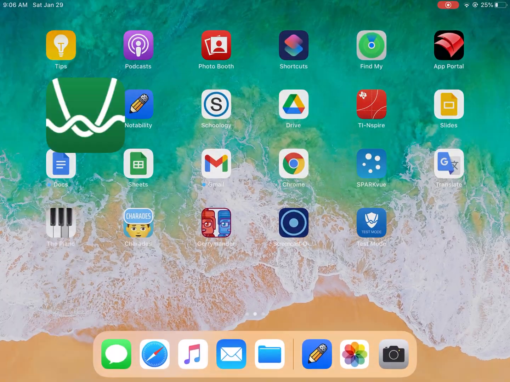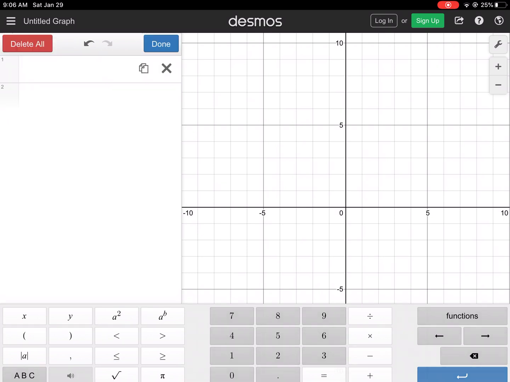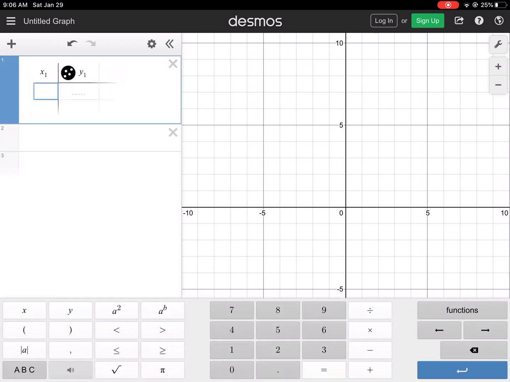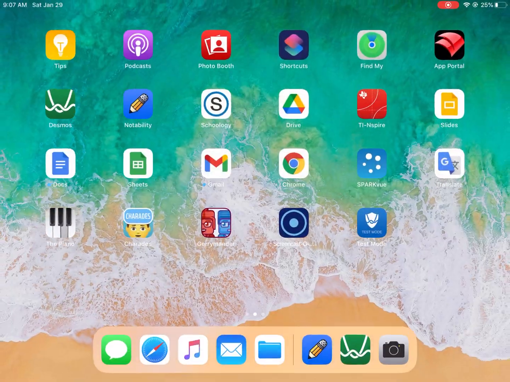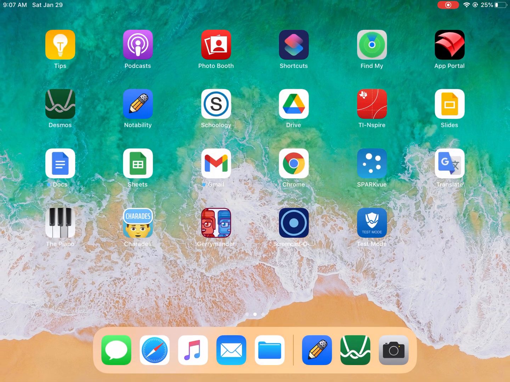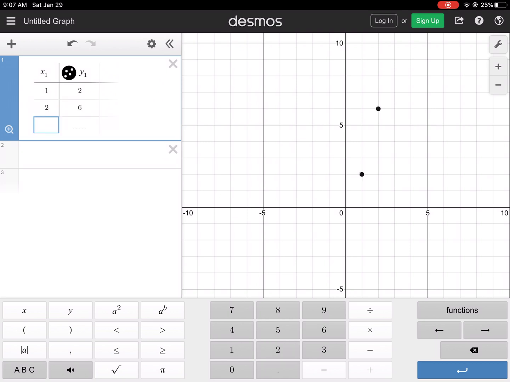Well, one way you can graph these is on Desmos. So you might be like, well, how do you graph it? So one thing we could do is we could make a table. And 3. And we can get the points on there. So we had 1, 2, 2, 6, and 5, 18.